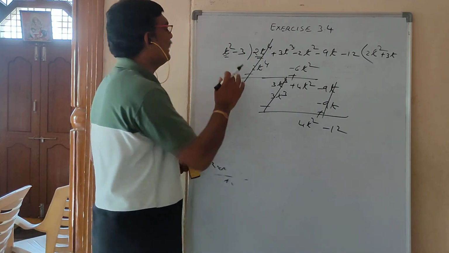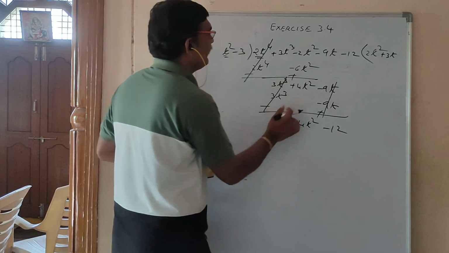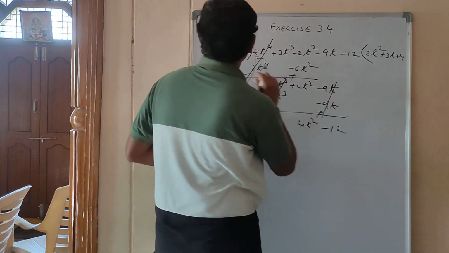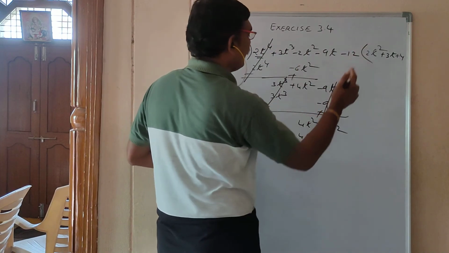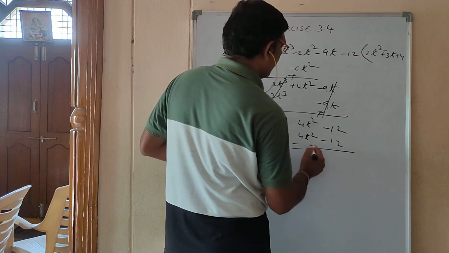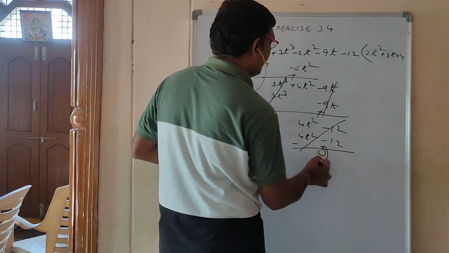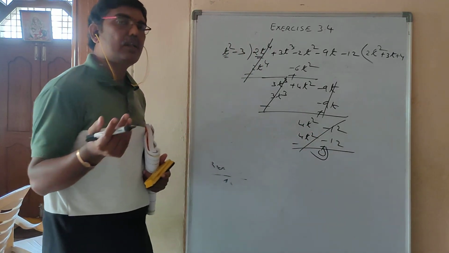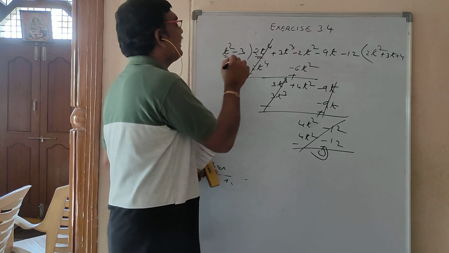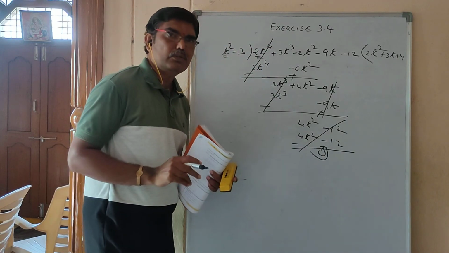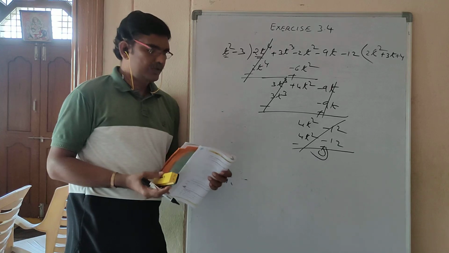Next, you have to multiply t square with 4. t square into 4 is how much? 4t square. Minus 3 into 4 is how much? Minus 12. So minus, plus, these two will be cancelled and you got the remainder as 0. If you got the remainder as 0, you can say that t square minus 3 is a factor of this one. So these divisions you should do.